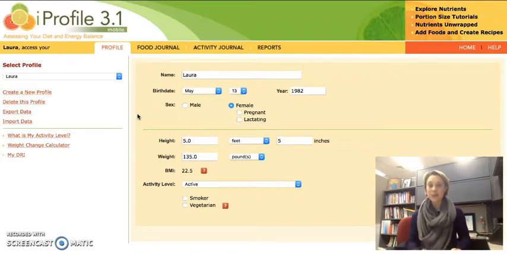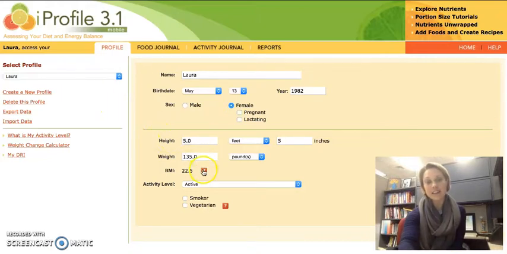Height and weight are important as well because the more surface area you take up and the more you weigh, the more energy it takes just to be standing around. So if I were to gain 10 or 20 pounds at my same activity level, I would need a little bit more calories each day. And then your height and your weight will determine your BMI.